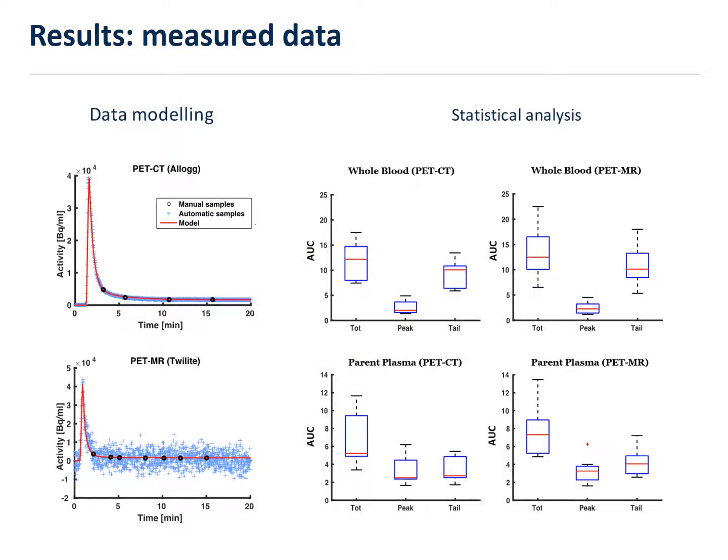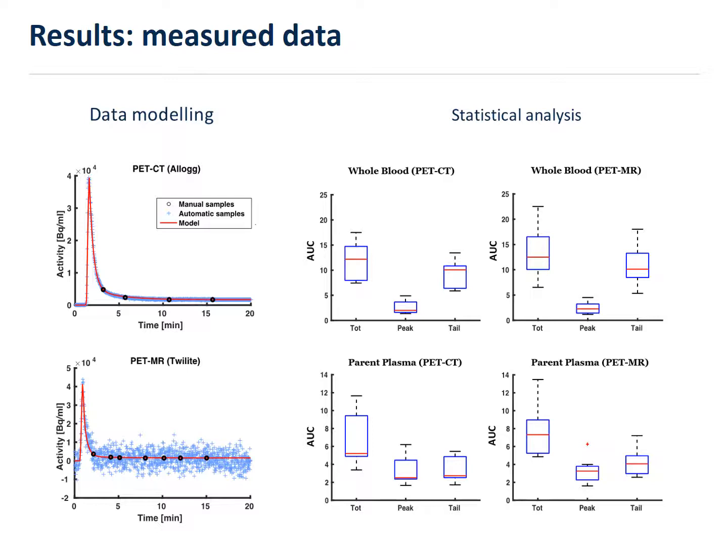On the left-hand side of the slide, you can see examples of measured data modeling for the two blood samplers. Whereas on the right-hand side, I reported the results of the statistical analysis on the measured data. In particular, we compared the area under the blood time activity curves for PET-CT-derived arterial input functions with those of PET-MR-derived arterial input functions by using two-way ANOVA analysis. To account for intersubject differences, the arterial blood measures were analyzed using standardized uptake values, normalizing the raw measure by body weight and tracer-injected dose.